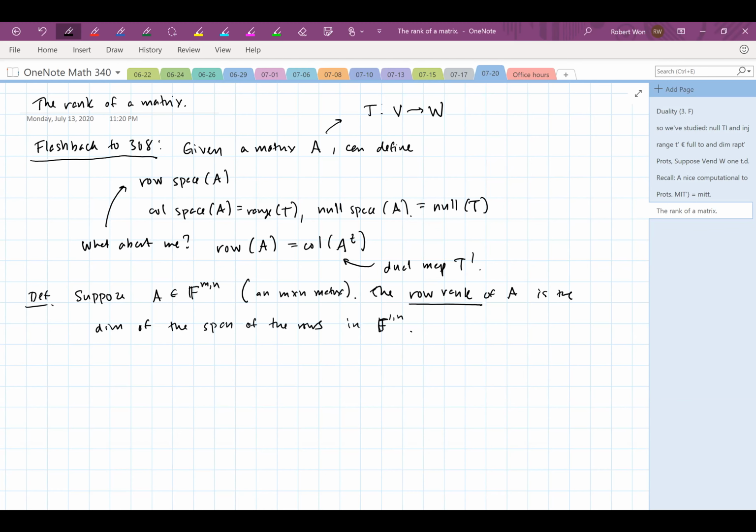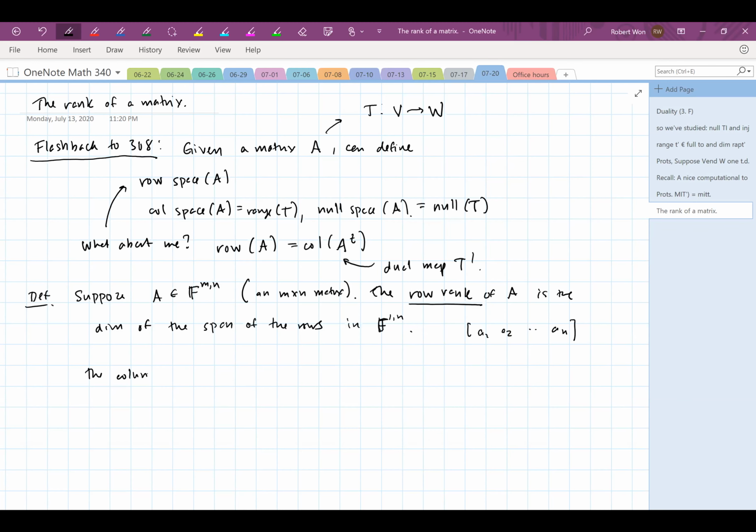This is just a technical point, but a row in a matrix looks like something like this. And so it's not actually in F^n, because we generally think of F^n as column vectors if we're thinking of them as vectors in this way. It's a 1 by n matrix. It's a row vector. So this is just a very precise way of saying the span of the rows of A. They don't technically live in F^n, they live in F^{1×n}.